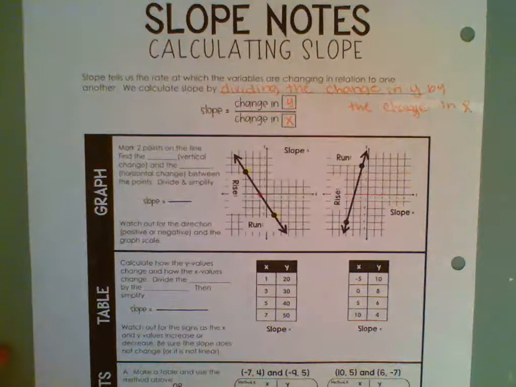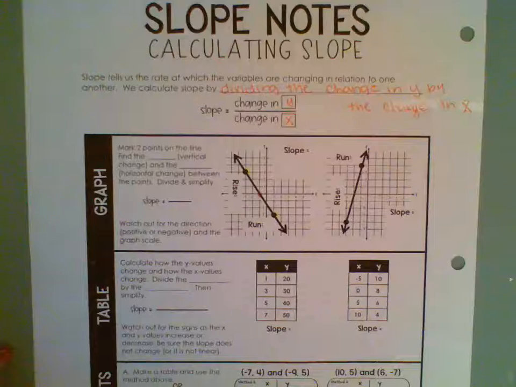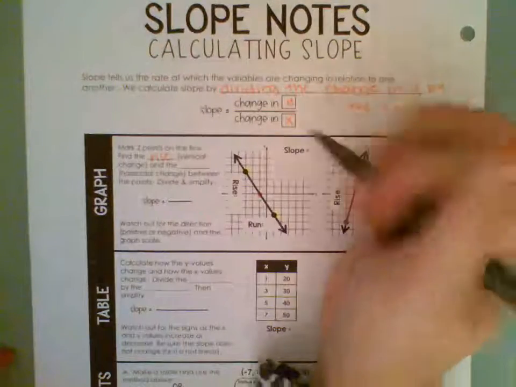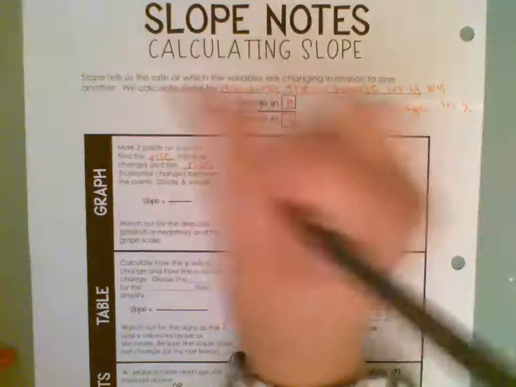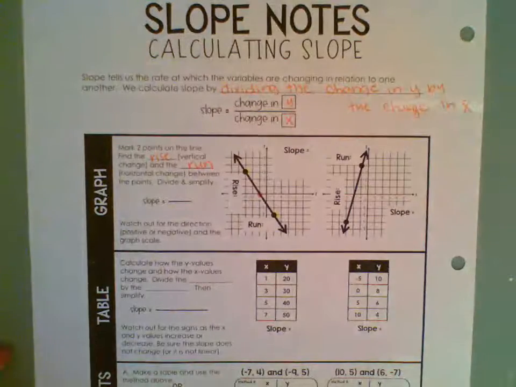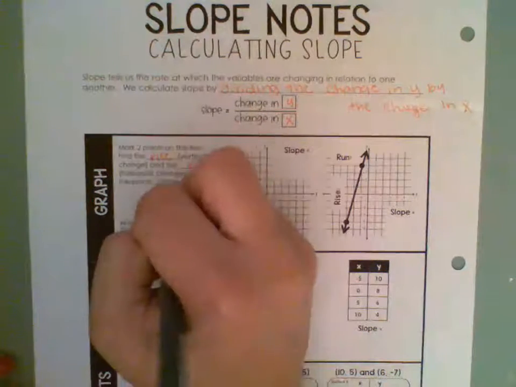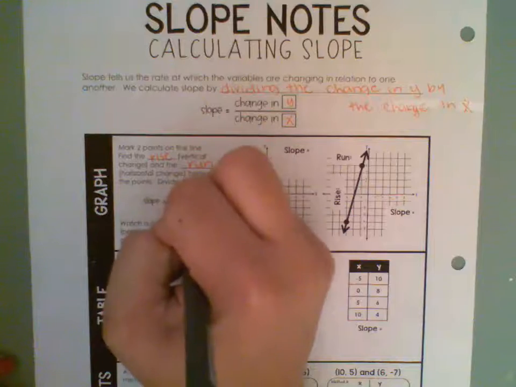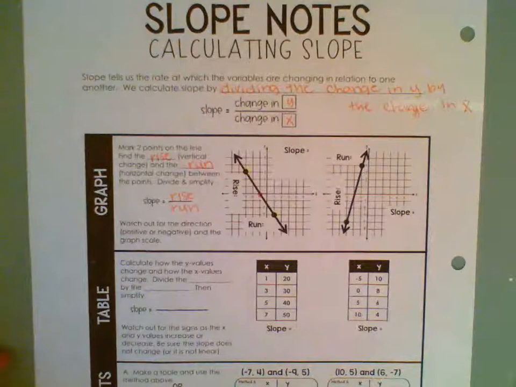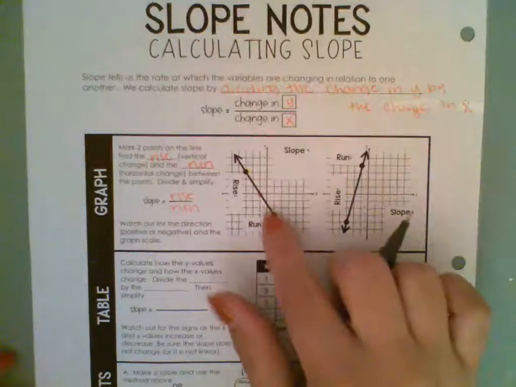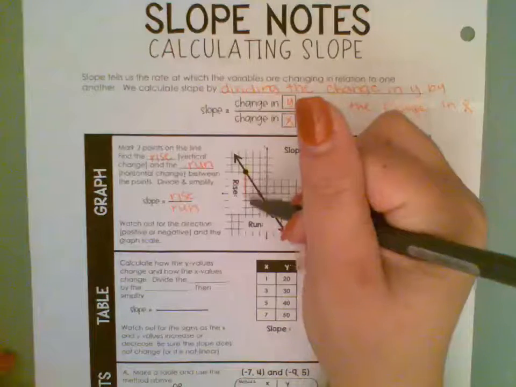So it says mark 2 points on the line. Done. Find the rise, which is the vertical change, and the run, which is the horizontal change between the points. Divide and simplify. So the formula we're going to use for a graph is going to be rise over run. Rise divided by run. So we're going to use the 2 points they gave us, not the one I made, and we're going to make a triangle.